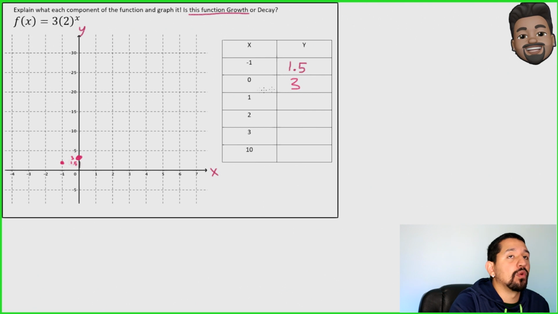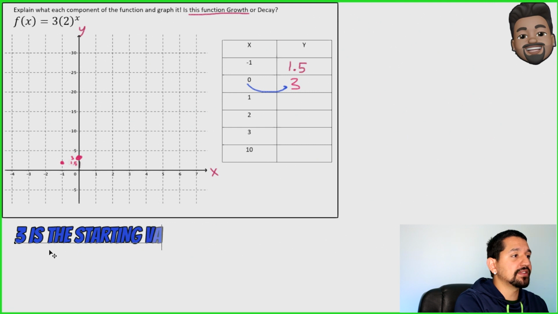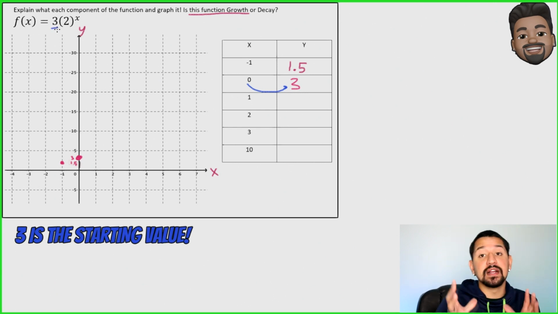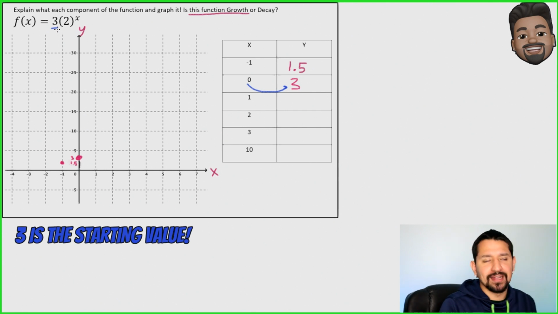And guess what? Well, we talked about this prior. Whenever your x is 0, this is your starting value. So I can actually come over here and say, hey, the 3 is the starting value. That's what the 3 represents in this problem. This is your initial value. So even before you started, you could have just seen the 3 and noticed, okay, at 0, my starting value is 3. Now I said that kind of weird.